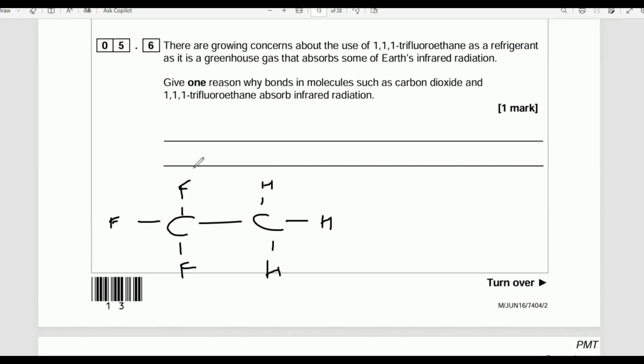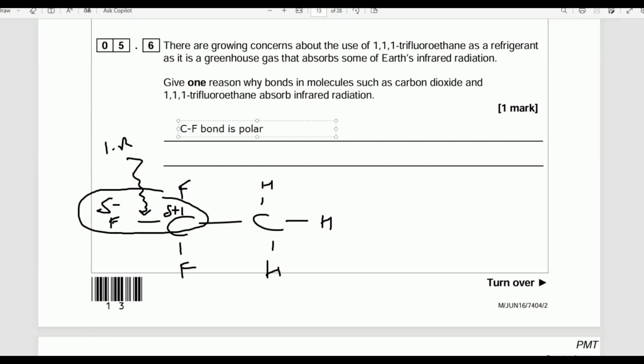So what we're looking at here is fluorine, which is seriously electronegative. That means the carbon and the fluorine have a difference in electronegativity. They make a polar bond. And we find that polar bonds vibrate, and this allows them to absorb infrared radiation. So we want to say the C-F bond is polar, it vibrates and absorbs IR, or infrared radiation. If you have very polar bonds, they're very good at absorbing. Due to the vibration of polar bonds, they absorb infrared radiation.